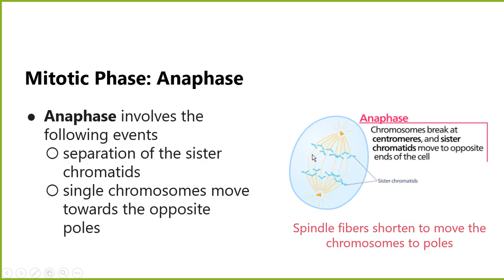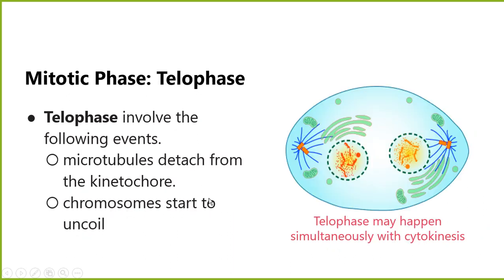One pair of sister chromatid will come to the other side of the centrosome. The other one will also come to the other side. Okay, so single chromosomes move toward the opposite poles. Okay? So for telophase, involve the following events.